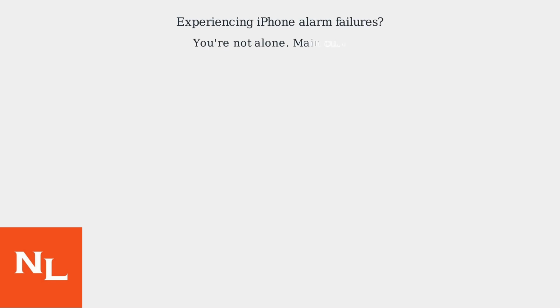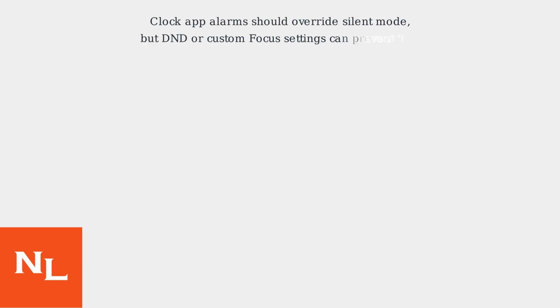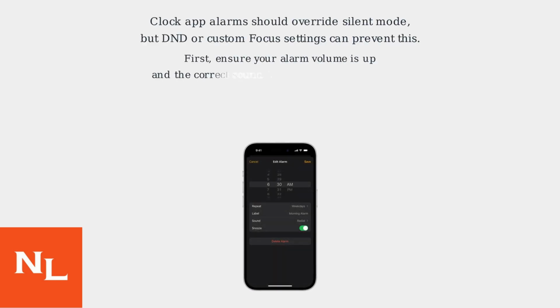Experiencing iPhone alarm failures? You're not alone. The main culprits are often Do Not Disturb, Focus modes, and Bedtime settings conflicting with your alarms. The Clock app alarms should override silent mode, but DND or custom Focus settings can prevent this.